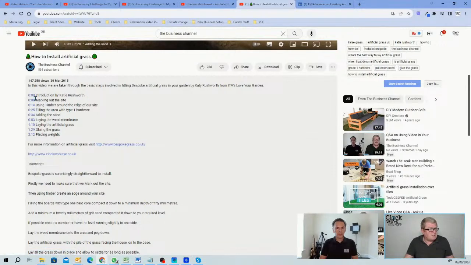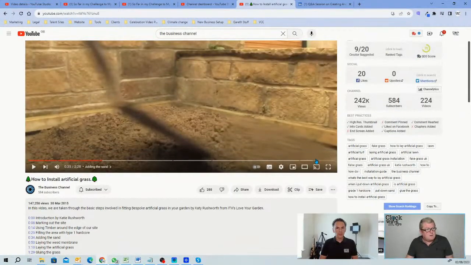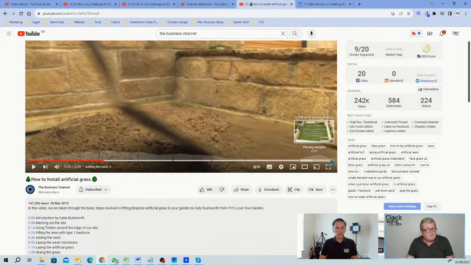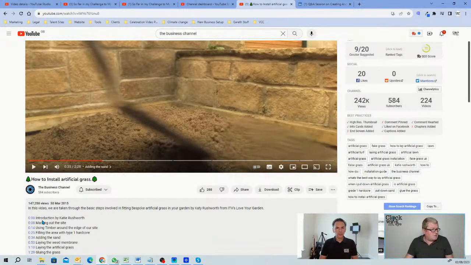So all I have to do is mark the section that I want. Now I know that the introduction ends and the next section starts at 8 seconds. So I just put 8 seconds. And then you break it down into the different things. You don't need to go to the end. That last chapter literally goes to the end. If I put 00 introduction by Kate Rushworth, that would be one whole chapter. Yeah. And that would do it.